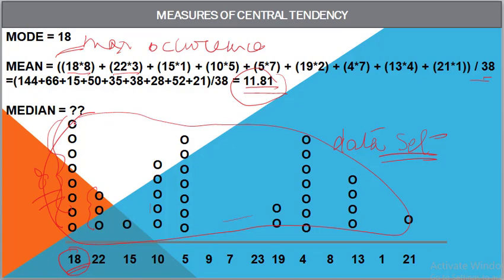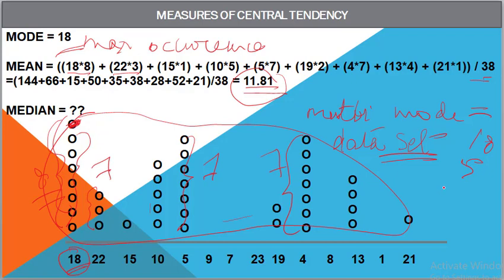Suppose you omit this particular number, if you do not have this particular number, then this occurrence is 7, this occurrence is 7, and this occurrence is also 7. So it becomes multimodal. So in that case, if somebody asks you what is the mode of this particular data set, then it is a multimodal data set, and the modes are 18, then we have 5, and then we have 4. So in that case, the modes are 18, 5, and 4.